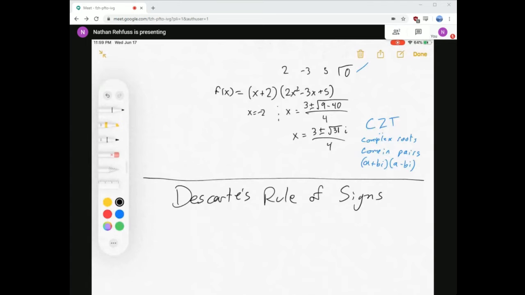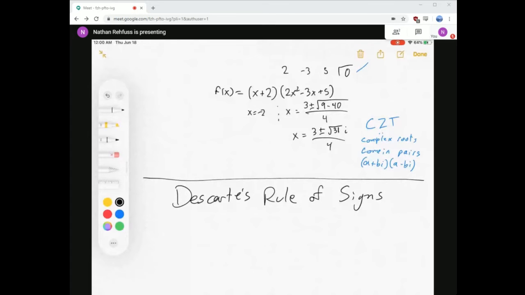So the rest of today's technology, Descartes' rule of signs and the upper-lower bound theorem, they are tools for narrowing down your list as you go. So our first tool, our favorite crusty old French dude, is back to haunt us with another mathematical discovery. It's easier to show you than to try to write it out.